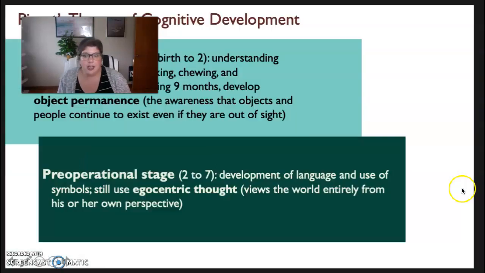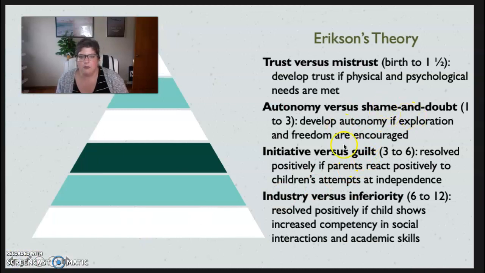Autonomy versus shame. So this is 1 to 3 years. You want them to develop autonomy and be independent. So if they feel like they aren't able to develop that, then they might have self-doubt, unhappiness, particularly if they're sort of overly protected or restricted from trying new things.